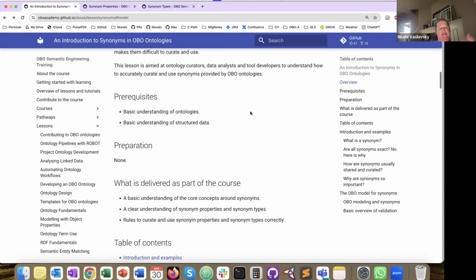these areas. And this lesson is aimed at ontology curators, who I know we have a lot of on this call, data analysts, tool developers, and I think anyone working in semantic engineering who's building ontologies. And hopefully this is relevant to you to understand how to accurately curate and use these synonyms that are provided by the OBO ontologies. And I really welcome anyone to jump in and share any examples or add any comments as we go through this lesson.